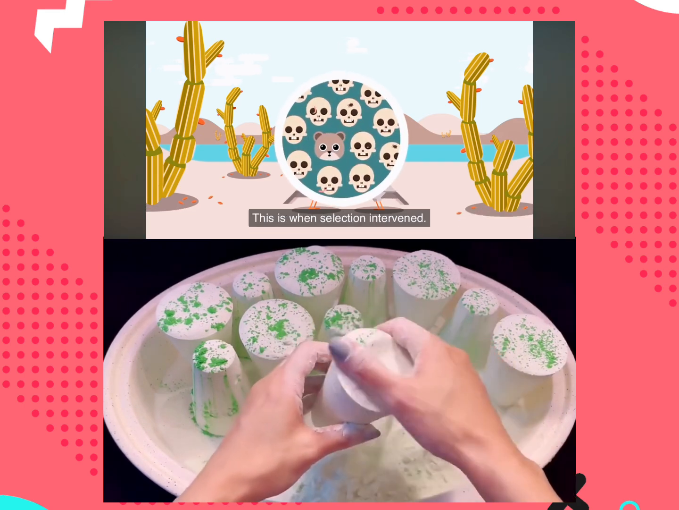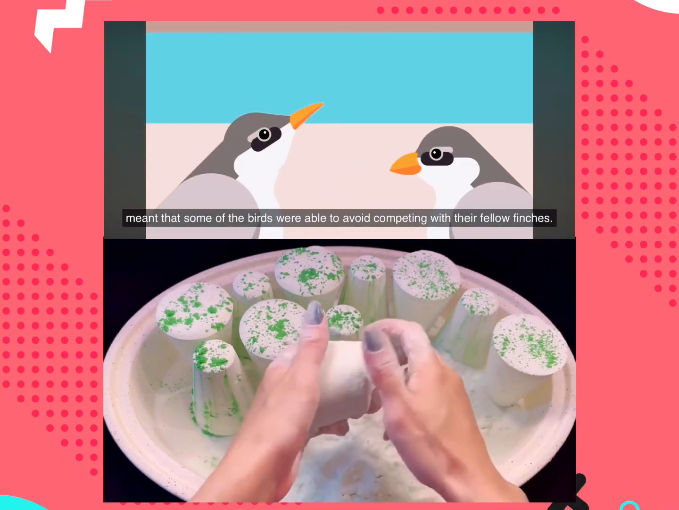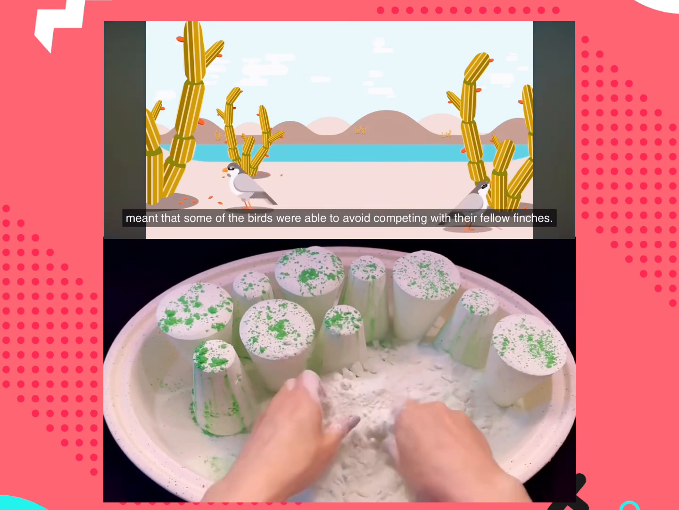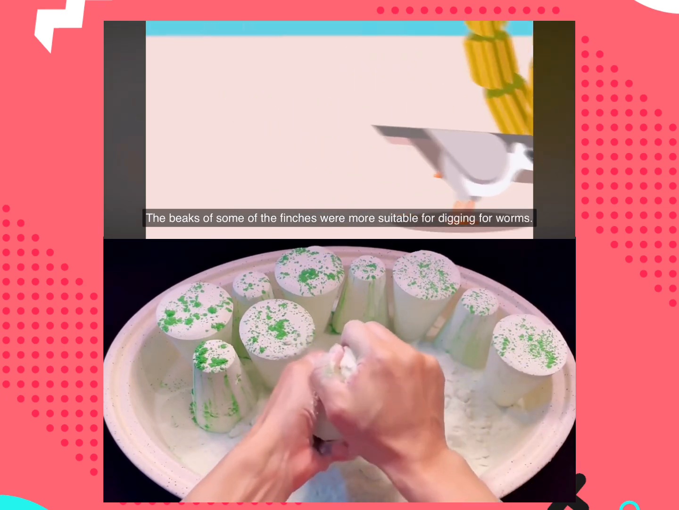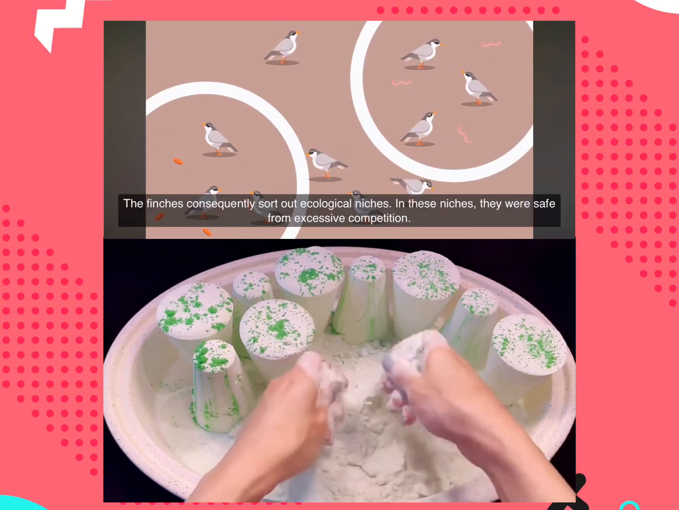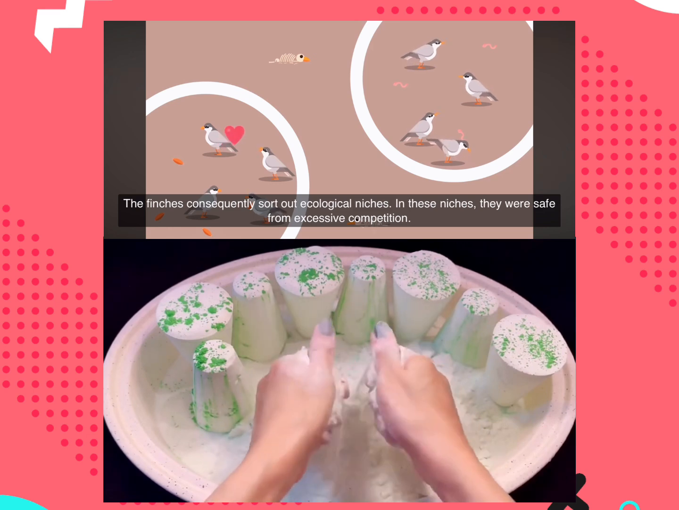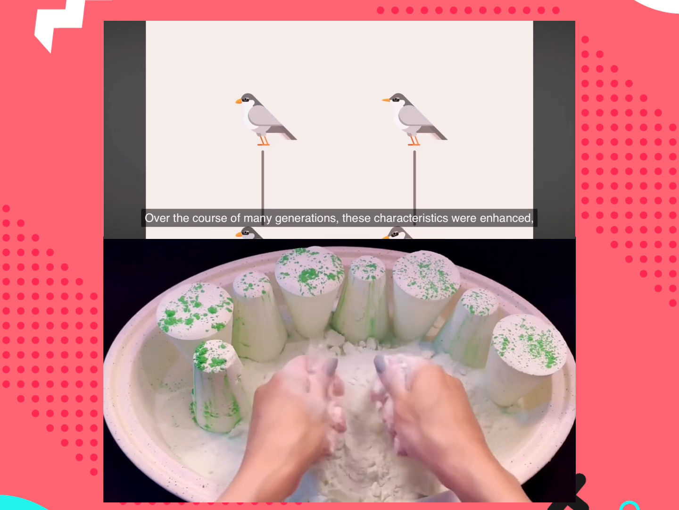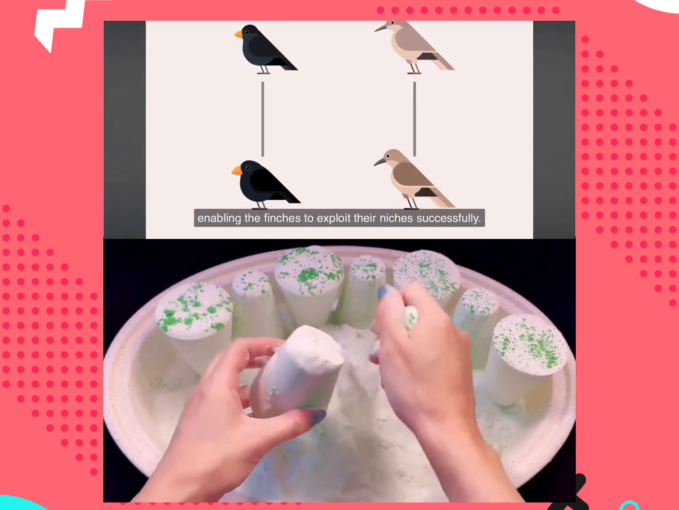This is when selection intervened. Their individuality and small differences, in this case their slightly different beaks, meant that some of the birds were able to avoid competing with their fellow finches. The beaks of some of the finches were more suitable for digging for worms. Other finches were able to use their beaks better for cracking seeds. The finches consequently sought out ecological niches. In these niches, they were safe from excessive competition. They soon began to mate primarily with other finches that used the same niche. Over the course of many generations, these characteristics were enhanced, enabling the finches to exploit their niches successfully.